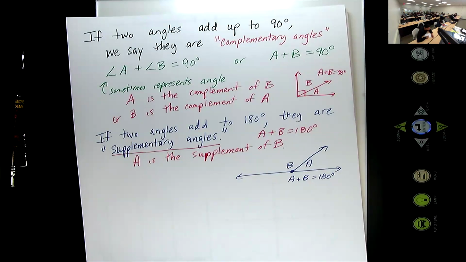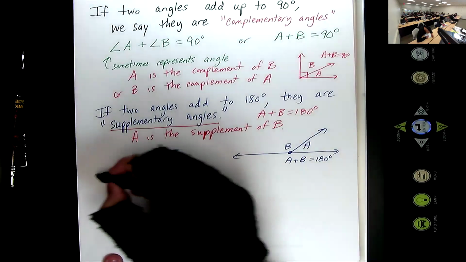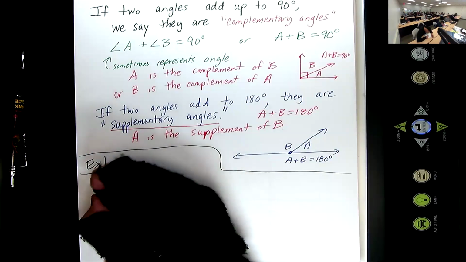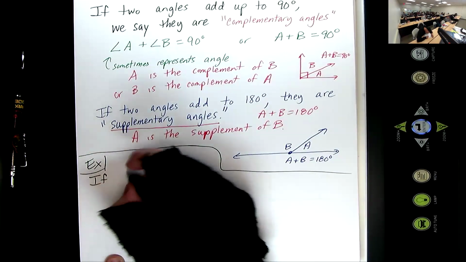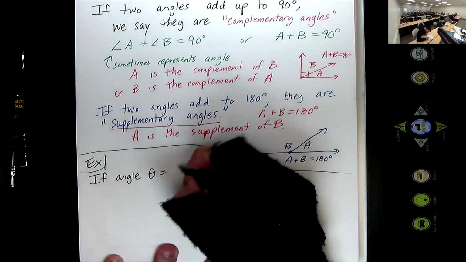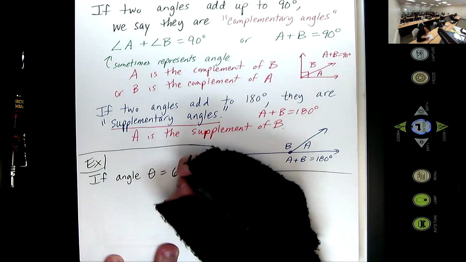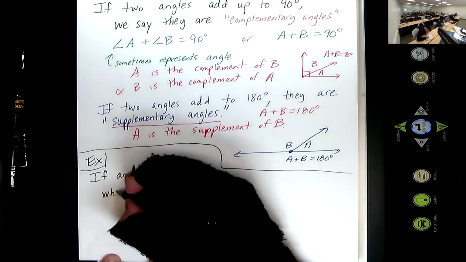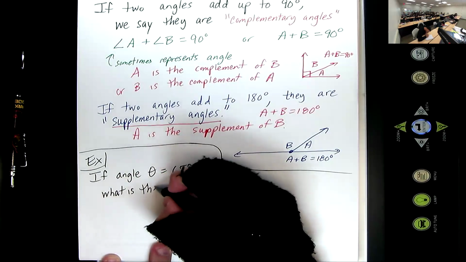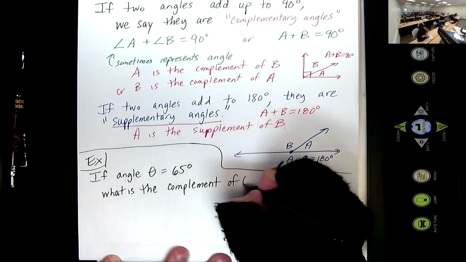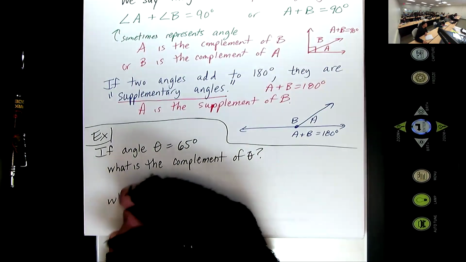Alright, let's do an exercise. Sample: angle theta equals, let's go with 65 degrees. What is the complement of theta? And I'm gonna leave a little space and ask, what is the supplement of theta?